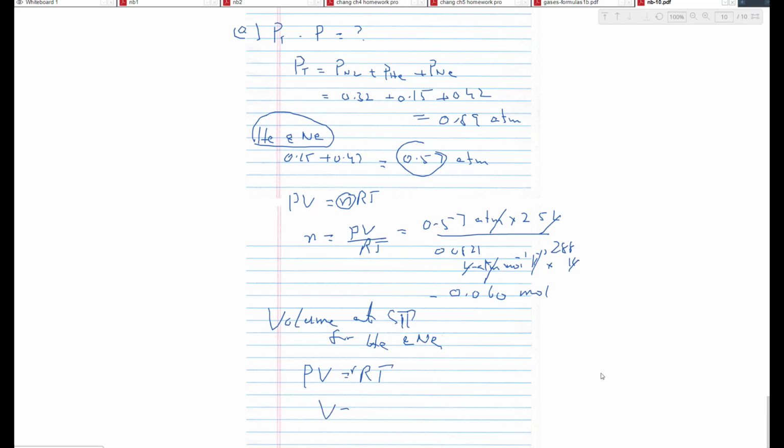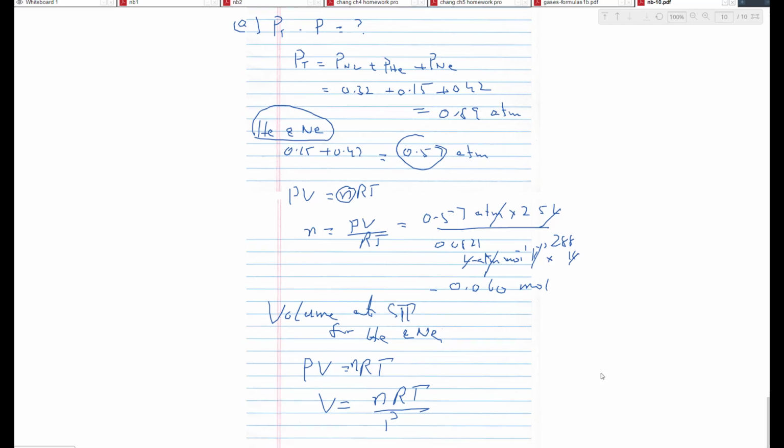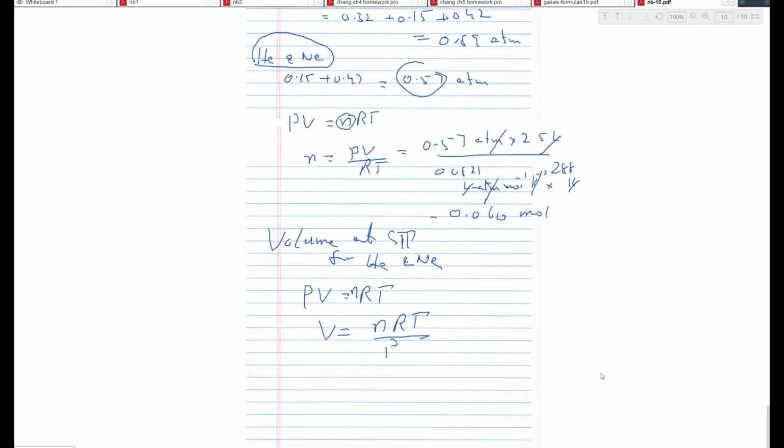The formula is V equals nRT over P, right? But now you have to use the standard temperature and pressure. Standard temperature is 273 Kelvin, and standard pressure is 1 atmosphere. Plug in the values. You already have 0.06, right? So 0.0821 times 273 times 1 atmosphere, and look what you will get.